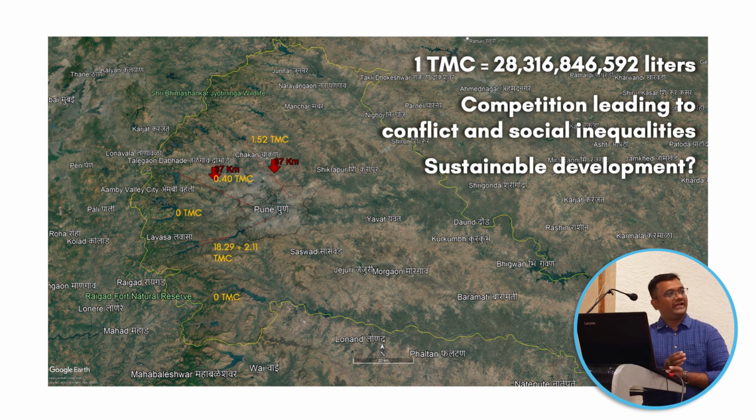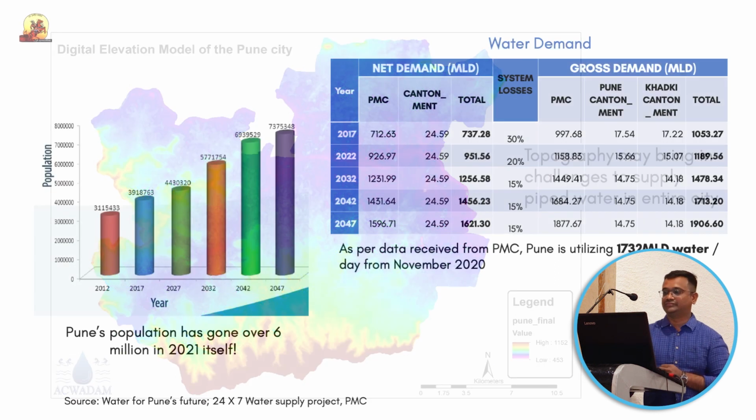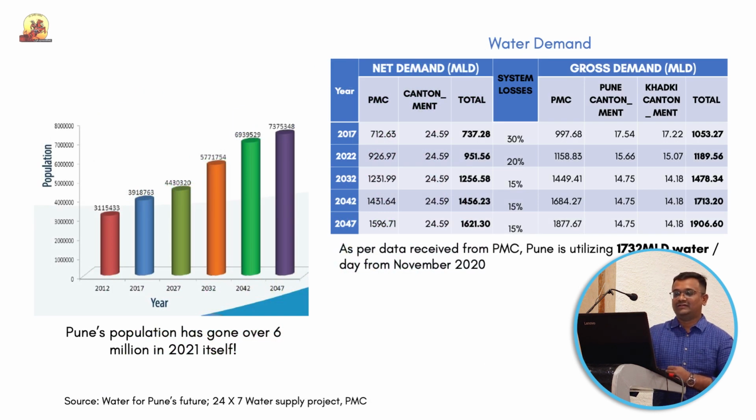So we are getting water from everywhere, but still we are facing water scarcity. And there are topographic challenges. This is the digital elevation model of Pune city. The elevation ranges between 453 meters and 1152 meters. So there is almost 700 meter elevation difference across the city. So there are topographic challenges to supply piped water to the entire city, and we are facing water scarcity.